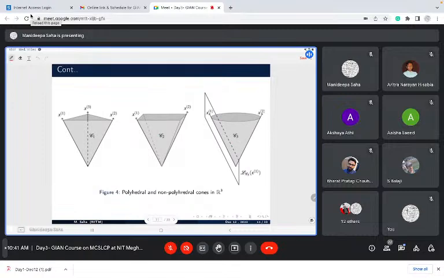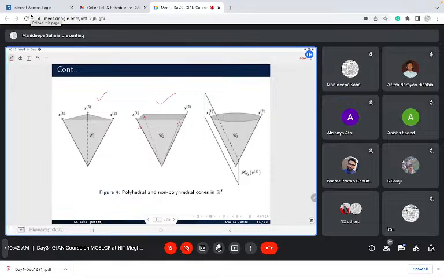In R3, these are some examples. Here you can see it has 3 generators, x1, x2, x3. This one has 2 generators, x1 and x2. These are polyhedral cones whenever there are finitely many generators. Now this one has 4: x1 is here, x2 is here, another here, and then this one. So this is also a polyhedral cone.